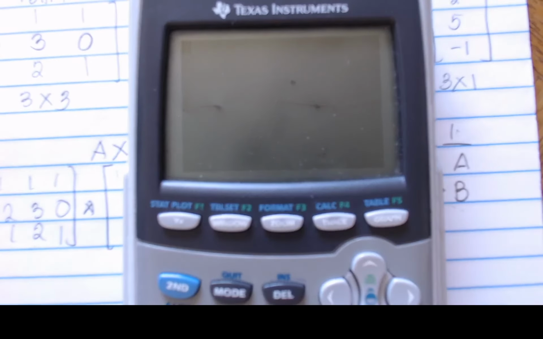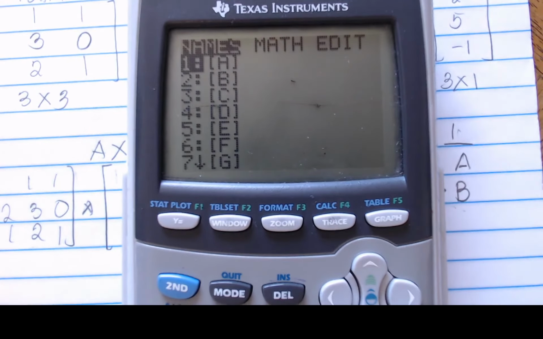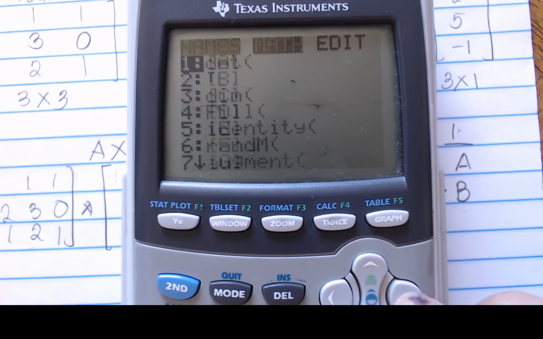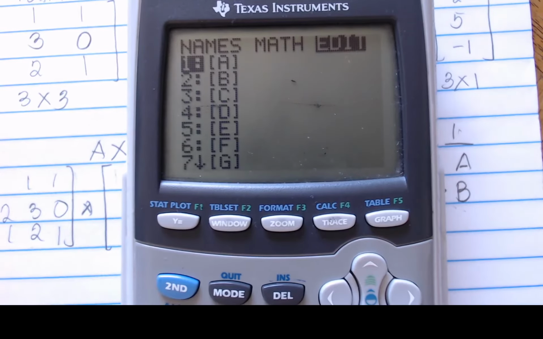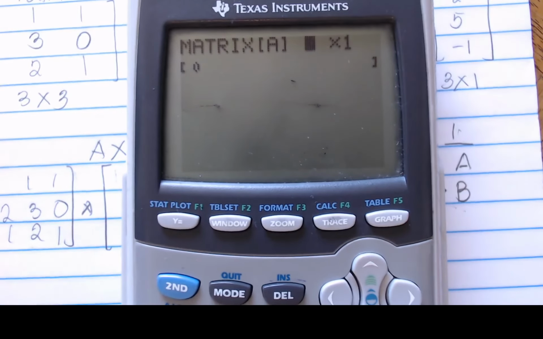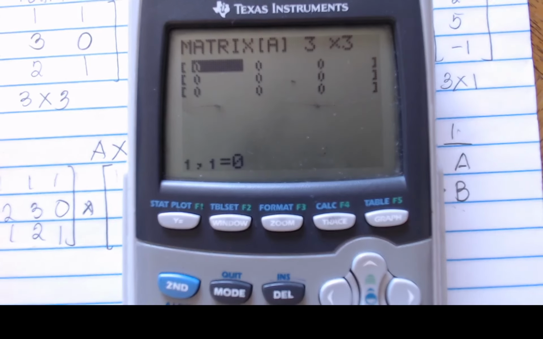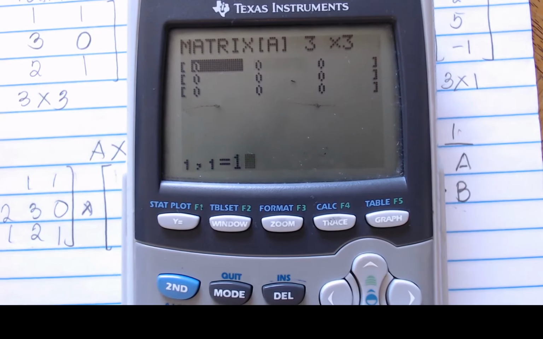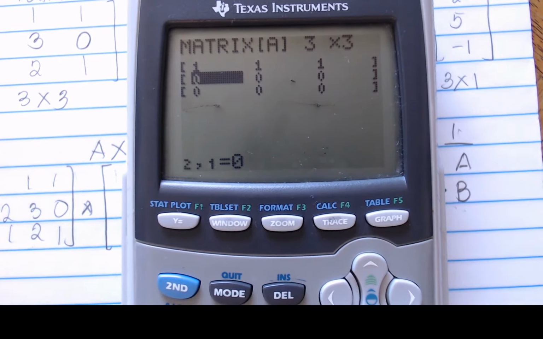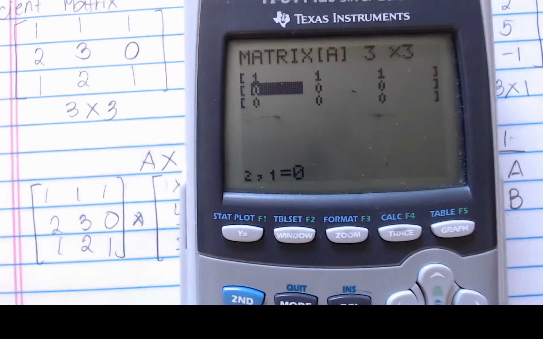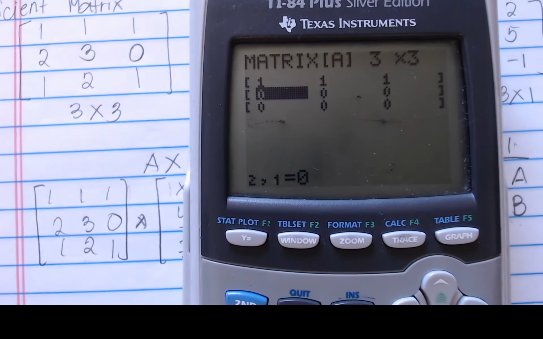Second, plus, 7, 1, 2. Enter matrix A, edit. You're already in matrix A, and your matrix A is a 3 by 3. So 3, 3, and then start entering the values. 1 enter, 1 enter, 1 enter. That is your first row for matrix A.